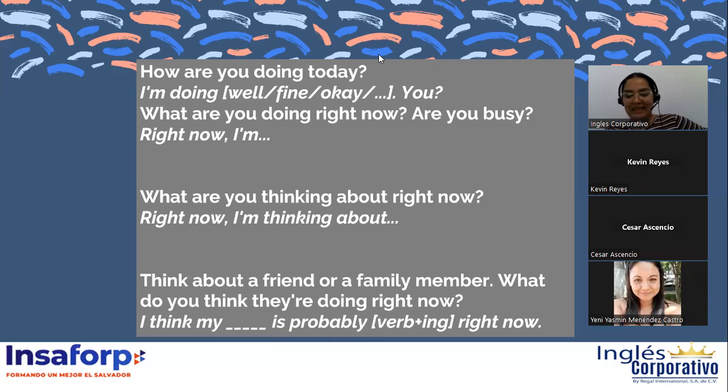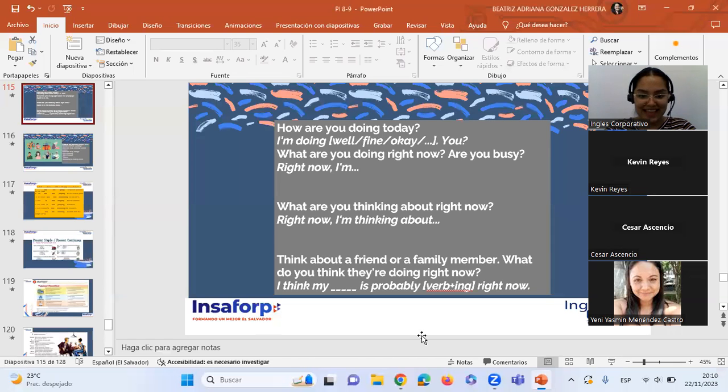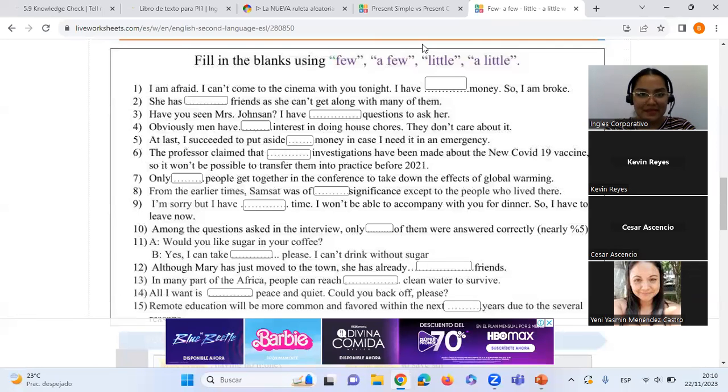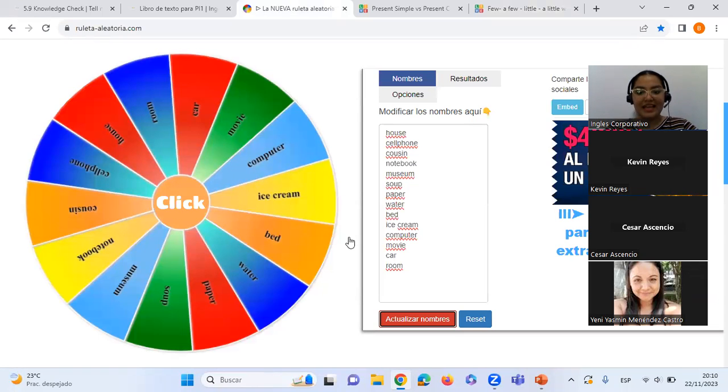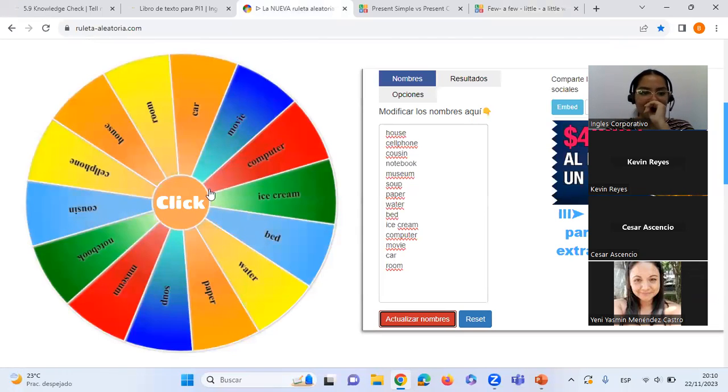Así que no sé si están listos, si se entendió la indicación. Ok. Más o menos. Bien, vamos a hacer una prueba. Sí, hagamos una prueba, claro. Muy bien. Hagamos una prueba entonces. Let's see. Let me see. Ok. Yo tengo la ruleta acá y les puede aparecer computer, ice cream, bed, water, I don't know, paper, soap, soup, museum, whatever, right? Y ustedes tienen que utilizar esa palabra.